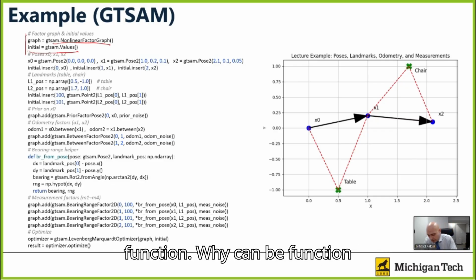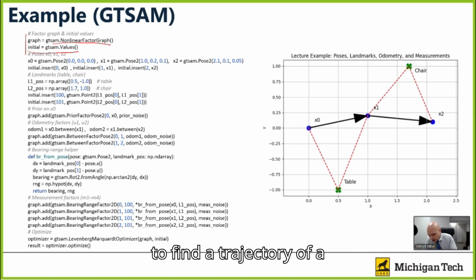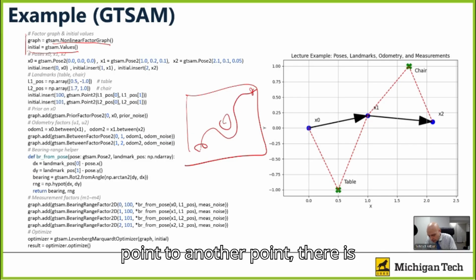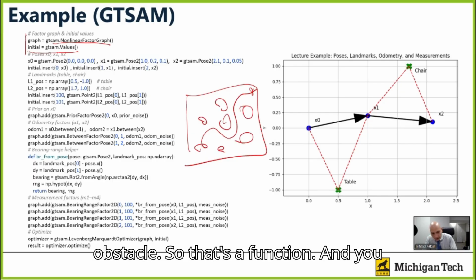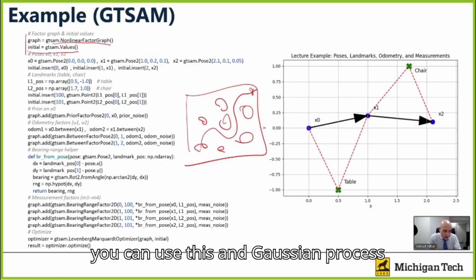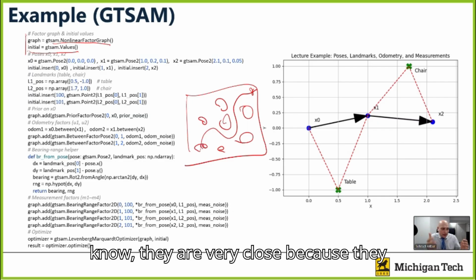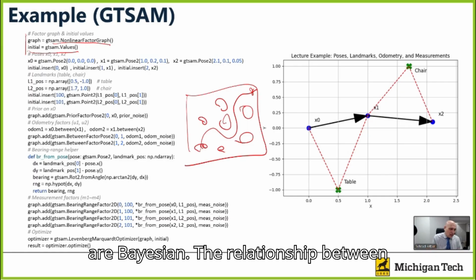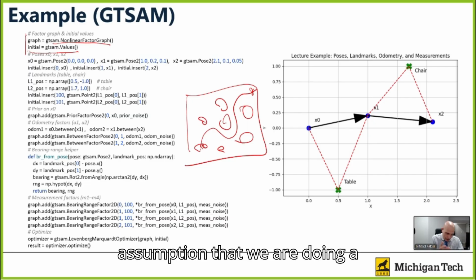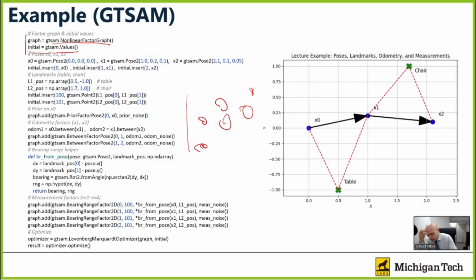Why can it be function optimization? Because imagine you want to find the trajectory of a robot, or path of the robot, from one point to another point. There is an obstacle, so that's a function and you are approximating this function. Anyway, you can use this, and Gaussian process can also be used the same way. They are very close because they are Bayesian. The relationship between them is this Bayesian assumption, that we are doing Bayesian inference.